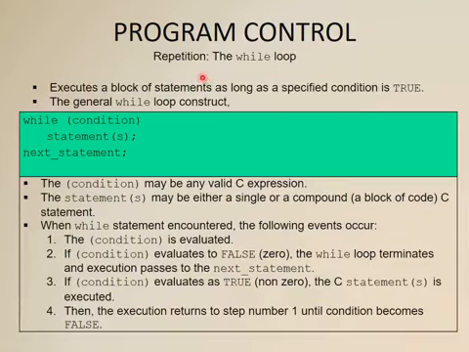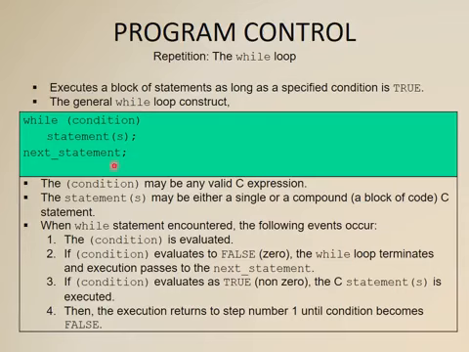The next repetition, or the next loop, is the while loop. It will evaluate the block of statements as long as the specified condition is true. While the condition is true, the loop will be executed. This is the syntax of the while loop: while, then the condition. If this condition is true, then the statement will be executed. Again it will check the condition, and again the statements will be executed. The statements can be a single or a compound statement.